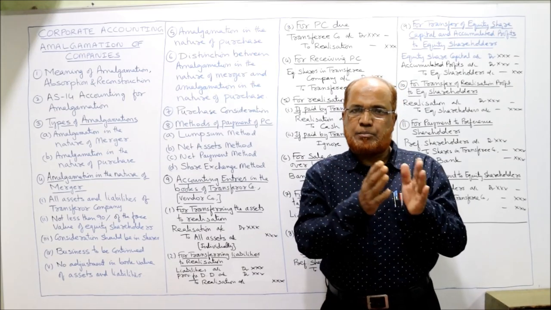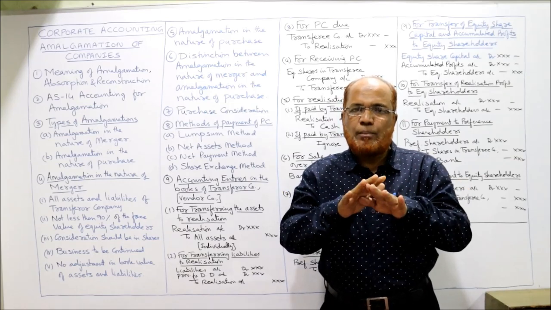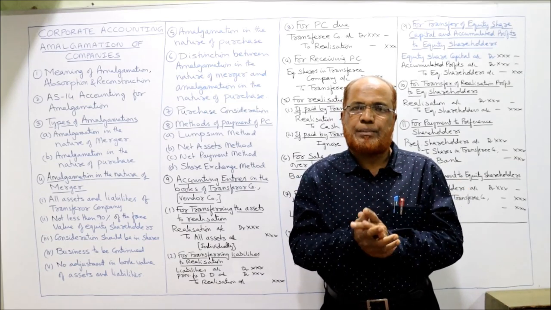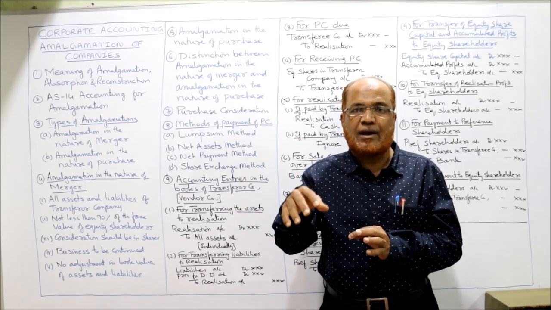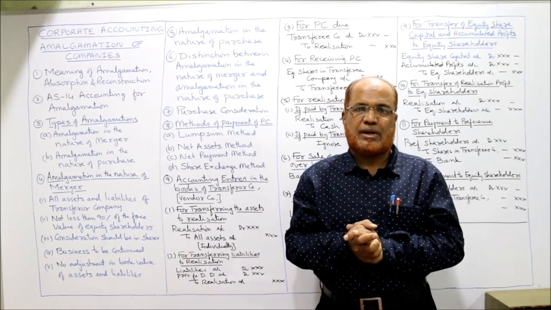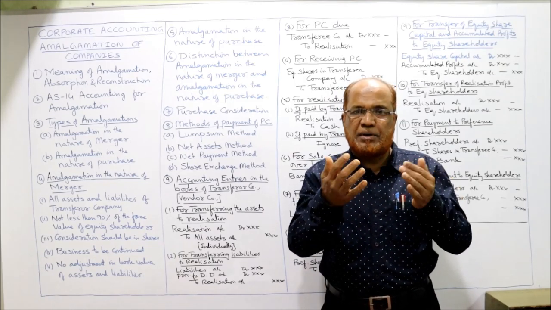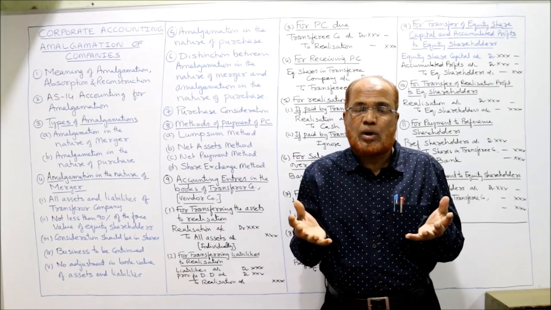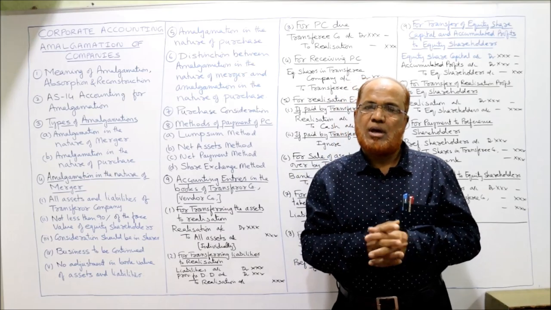Example, A Limited, B Limited, two existing companies are there. These two companies are liquidated, wound up, and a new company is specifically formed to take over the business of the old companies. So A company, B company, both assets and liabilities will be taken over by C Limited. A new company is formed. This is the example of amalgamation.